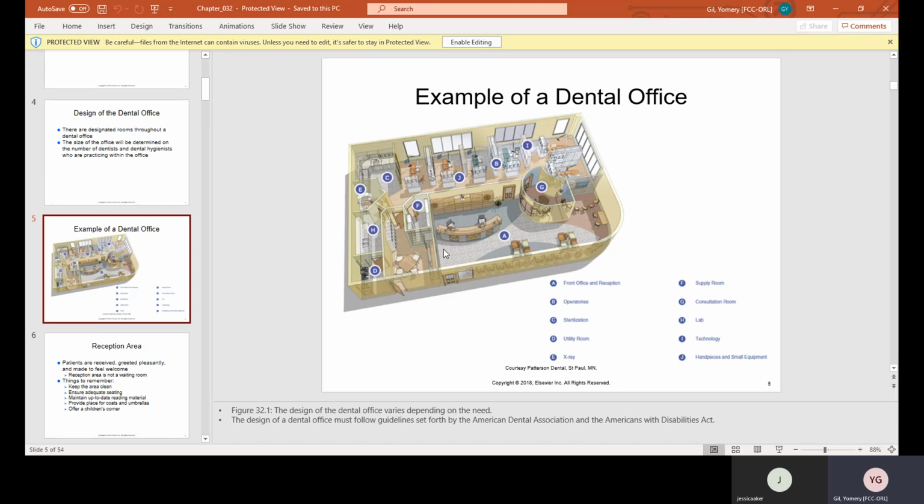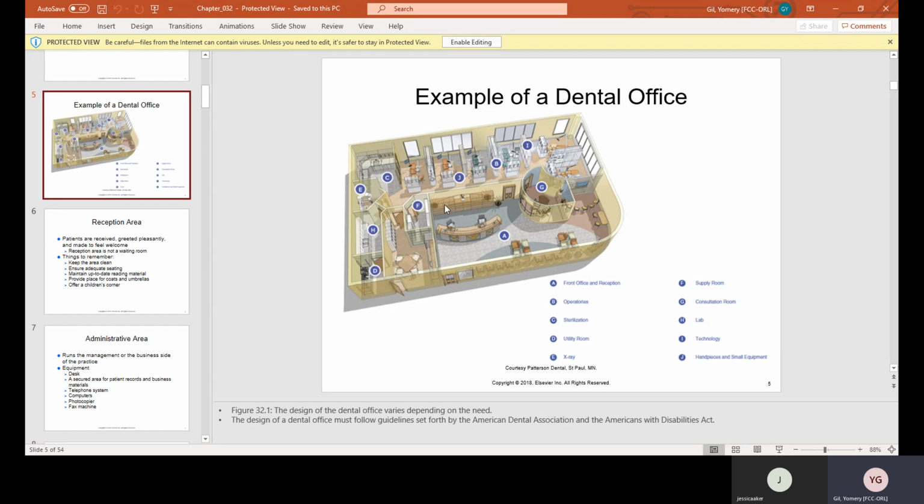Some offices will have a lab. So H is like a lab, where they'll maybe have a lab tech who will do temporaries, or fixing of partials or dentures, etc. I is technology. I don't know if this is an area where all the computer stuff is going to be taking place, anything related to internet, Wi-Fi, all of that stuff. And then hand pieces and small equipment, which is this stuff over here. Of course, all that stuff varies. It depends on the dental office and the layout that the doctor wants. This is only an example of a dental office.